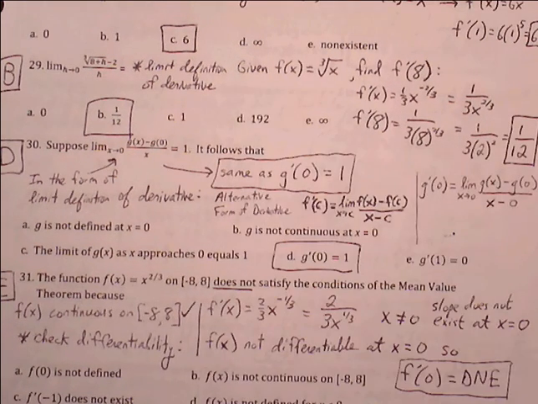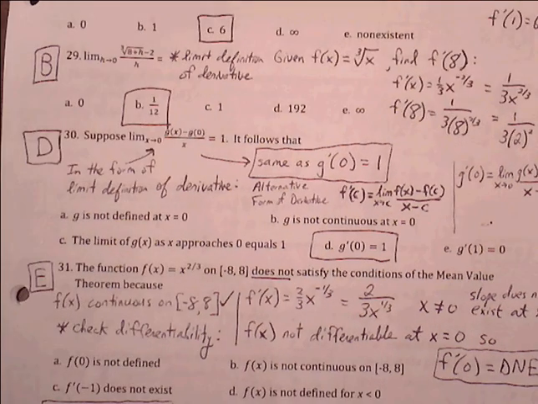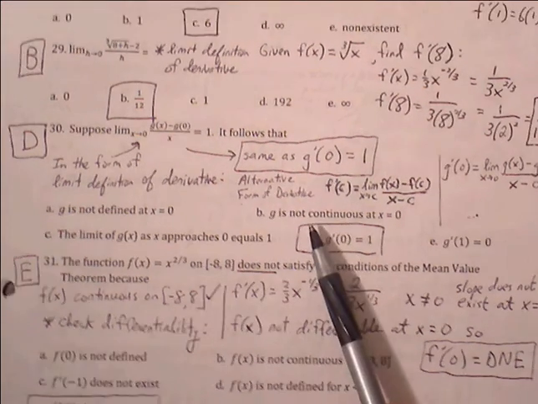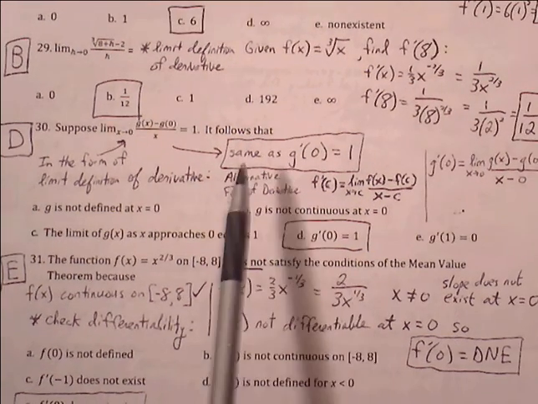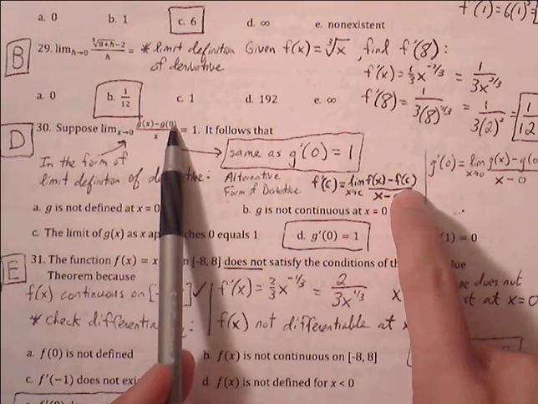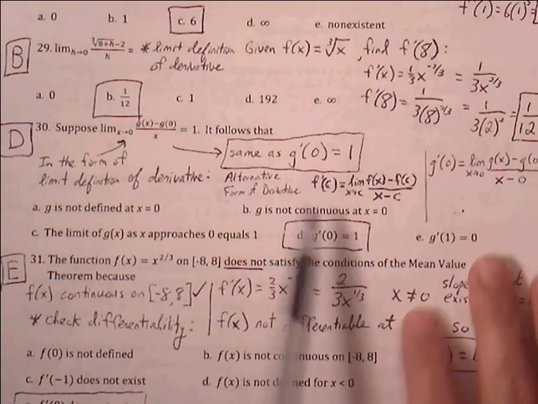Number 30, suppose the limit as x approaches 0 of g of x minus g of 0 over x equals 1. Now this is in the form of the alternative form of derivative, which is f prime of c is equal to the limit as x approaches c of f of x minus f of c all over x minus c.